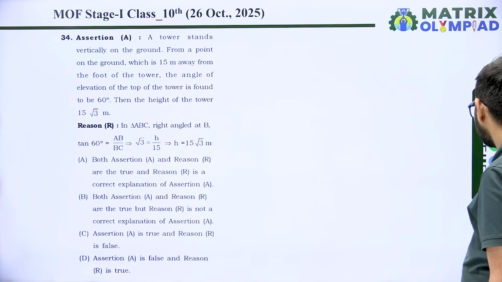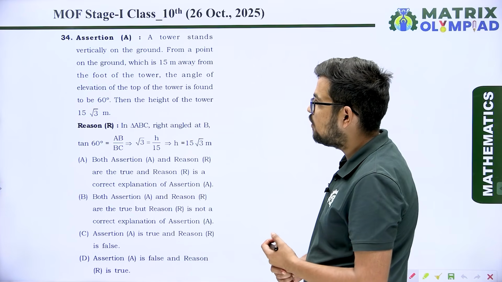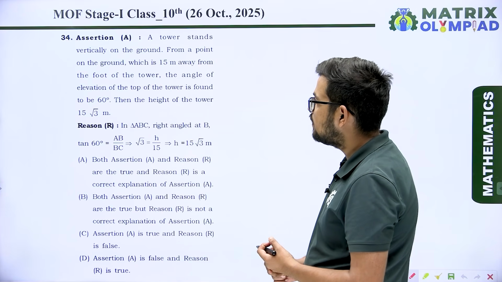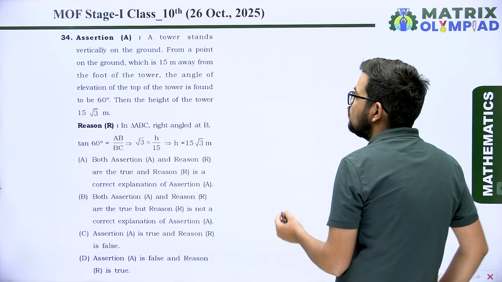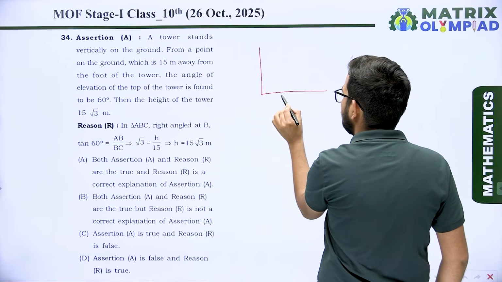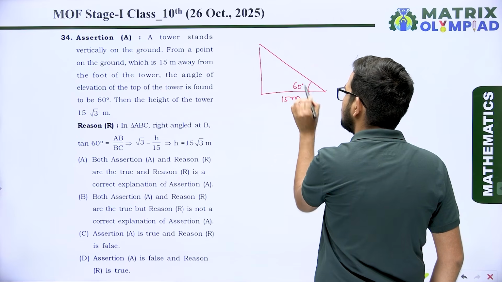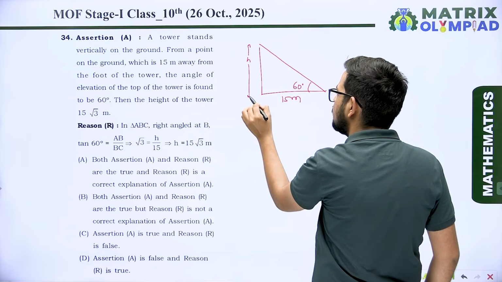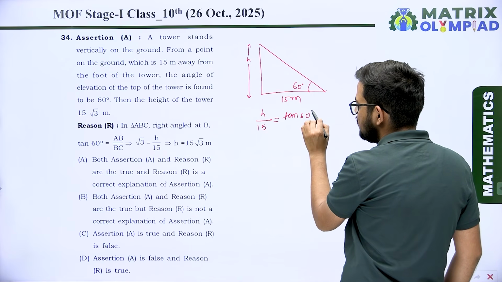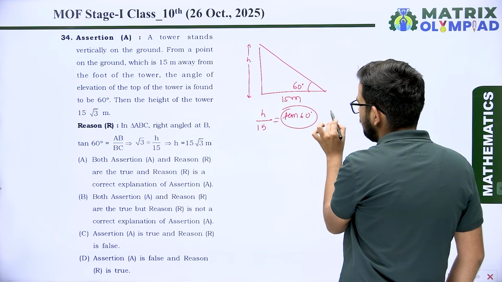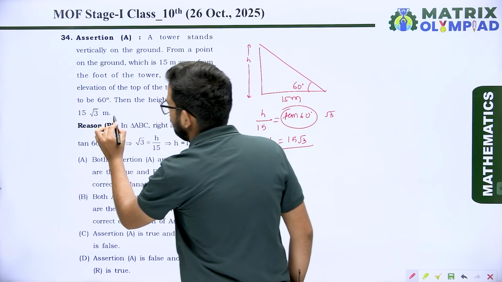Question number 34. A tower stands vertically on the ground. From a point on the ground which is 15 meters away from the foot of the tower, the angle of elevation of the top of the tower is found to be 60 degree. Then the height of the tower is 15 root 3. The point is 15 meters away from the tower, and the angle of elevation is 60 degree. Let us assume the height of the tower is h, then h upon 15 equals tan 60. So the value of tan 60 is root 3. So h will be 15 root 3. Yes, so the height of the tower is 15 root 3 meter.